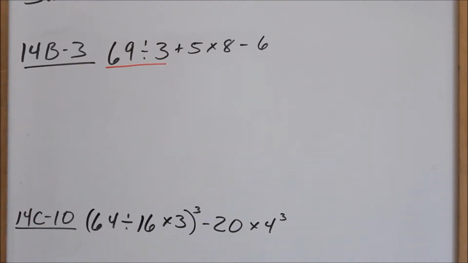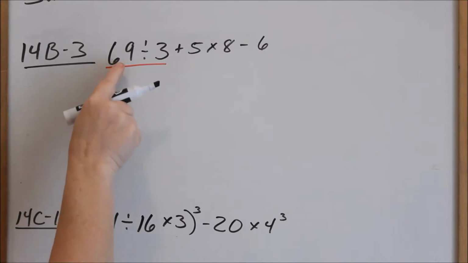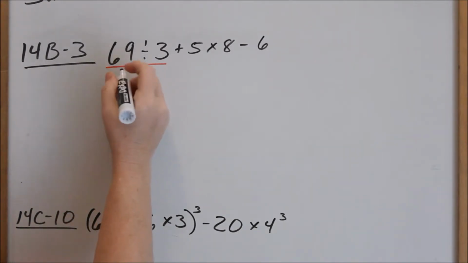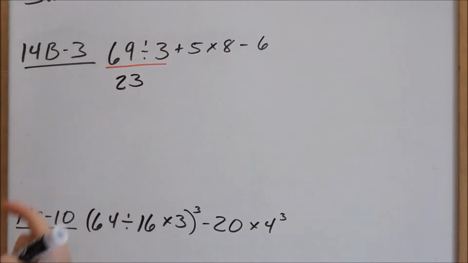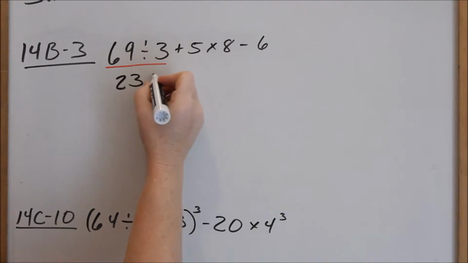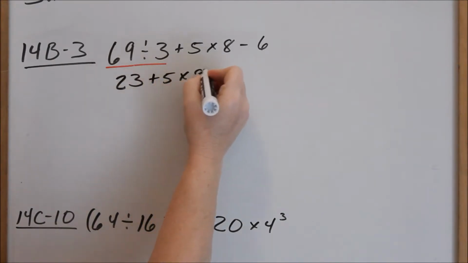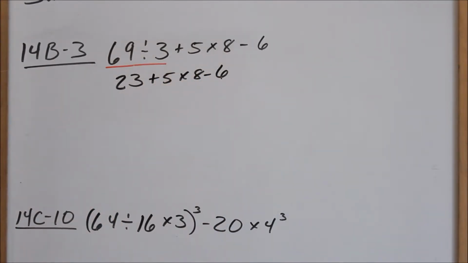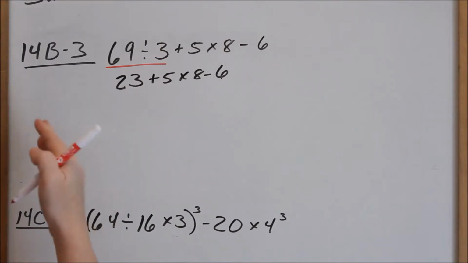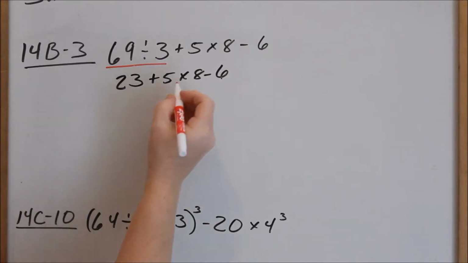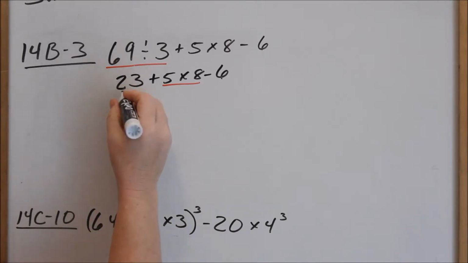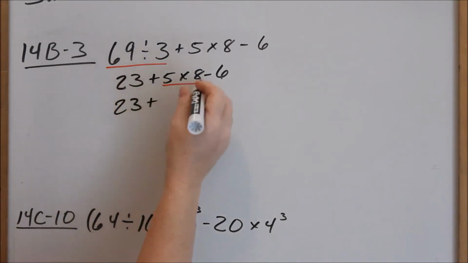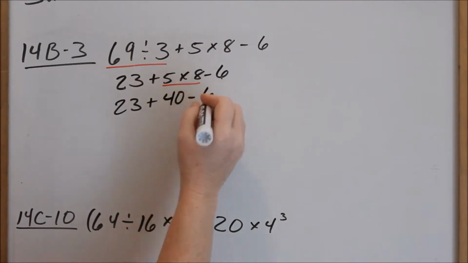So, and if you just want to do them one step at a time, like what I'm about to do, 69 divided by 3, that would be 23. 3 goes into 6 2 times, 3 goes into 9 3 times, and then rewrite the rest of the problem, plus 5 times 8 minus 6. You can do stuff just one step at a time if you want. So PEMDAS says multiplication and division. I still have my multiplication. So I have to do multiplication and division before I add and subtract. Okay, so 23 plus 5 times 8, 40 minus 6.